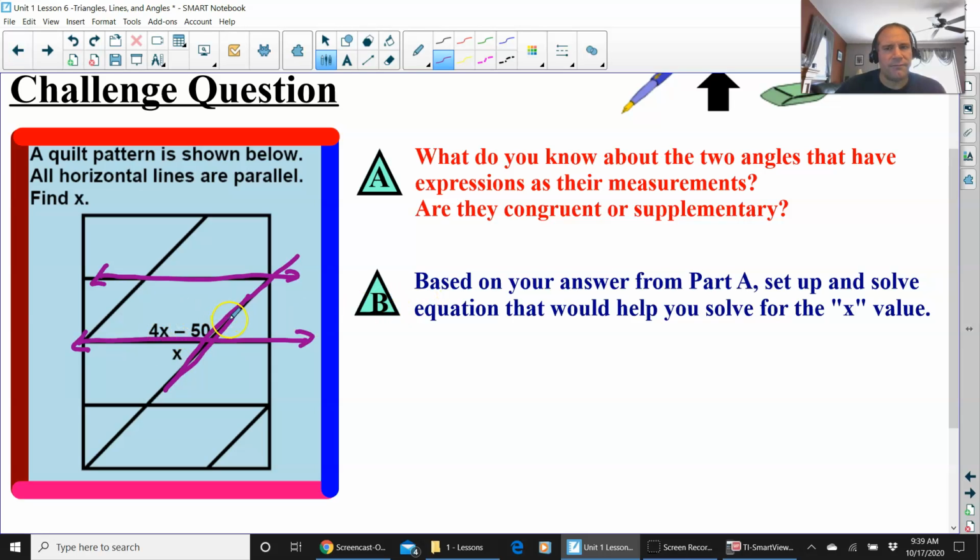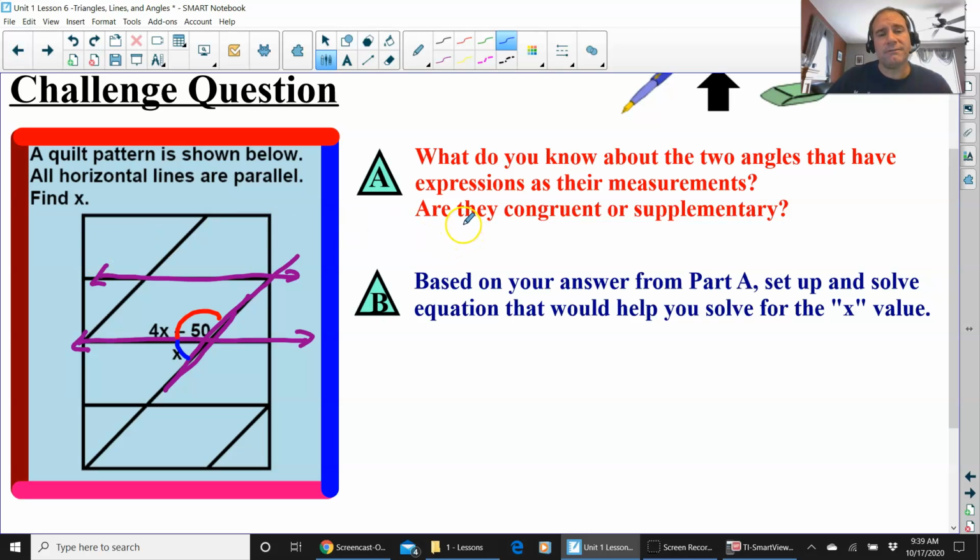What kind of equation would you set up? Are these equal to each other? Is this equal to this little small angle? Right? Or do you think that they're supplementary? So I'm pausing because I want you to put your answer down if you think that they are congruent or supplementary.